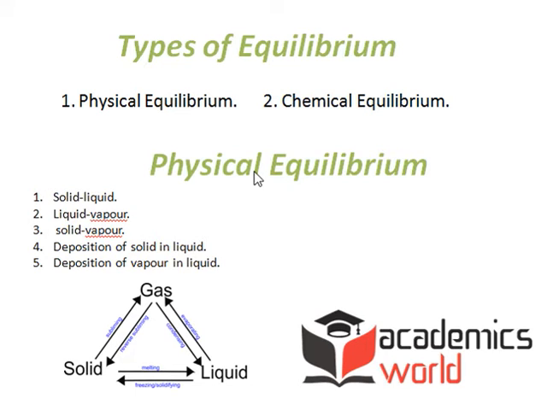Now we start to learn the types of equilibrium. We have two types: first physical equilibrium and second chemical equilibrium. First, we study physical equilibrium. Physical equilibrium is generally divided into five types: solid liquid equilibrium, liquid vapor equilibrium, solid vapor equilibrium, deposition of solid in liquid, and deposition of vapor in liquid. We will study all this in brief in the next slides.